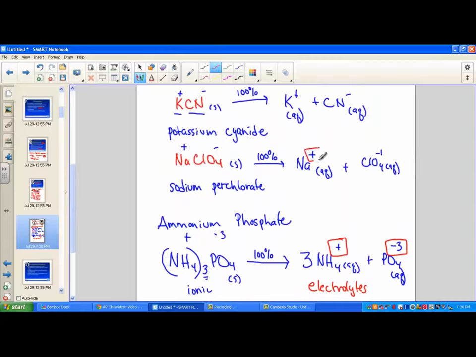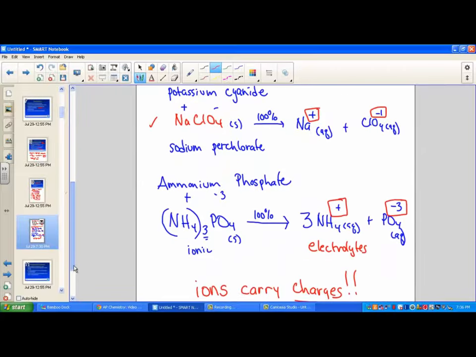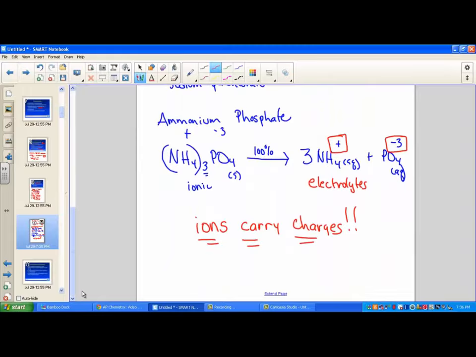Charges flowing through water are electrolytes. If you look back up here and you do not have a +1 on your sodium or a -1 on your perchlorate, put it there or you're going to be so mad that you get it marked wrong without those charges. Same up here. Ions carry charges. They must be there in order to earn your credit.